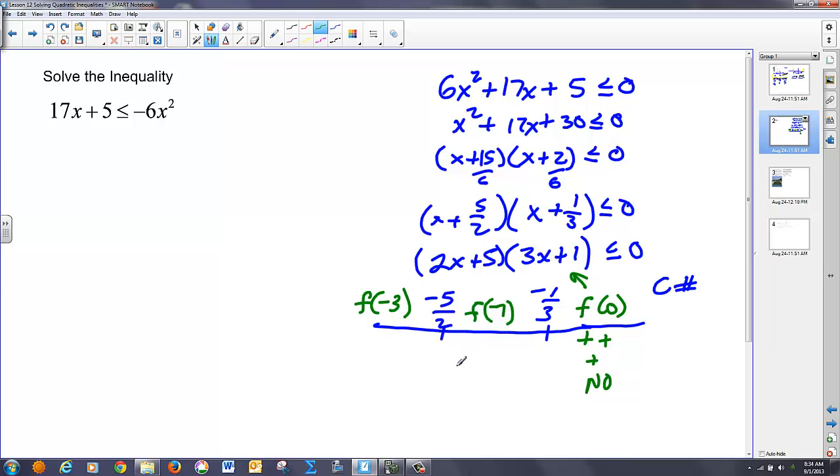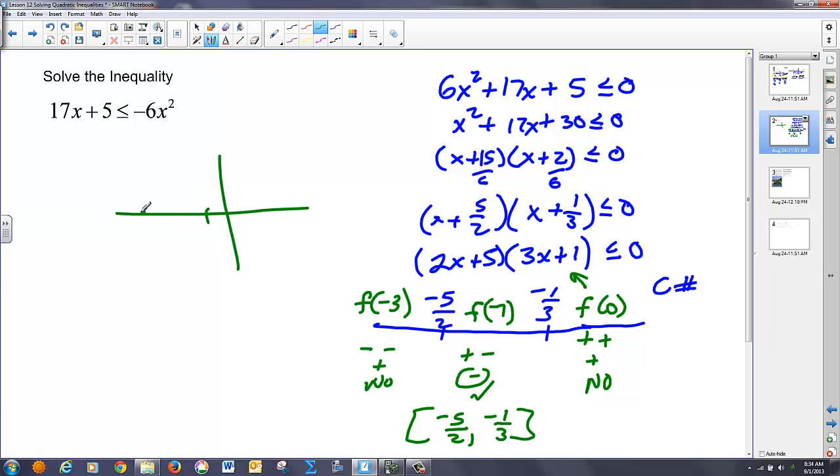When I plug a negative 1 in, I get a positive and a negative, which is a negative. So that satisfies my inequality. And then plugging a negative 3 in, I get a negative and a negative, which is a positive, and that fails my inequality. So I can state that only in this region here do I get the solutions that are less than 0. So I'll say, and it's less than or equal to, so I'll say negative 5 halves to negative 1/3, include both, and that's my solution. If I look at the graph of this once again, here are my intercepts.